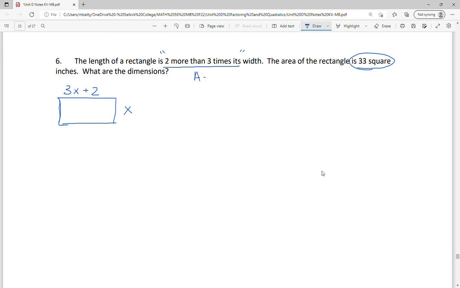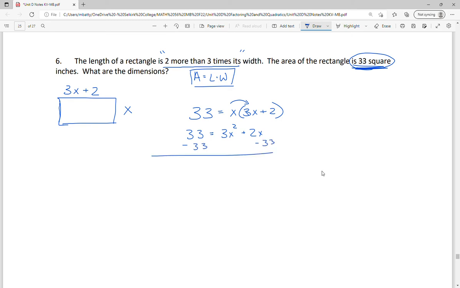We know that we have the framework that area equals length times width, right? And we know our area. So we've got 33 equaling x times 3x plus 2. We need to make this look like we're used to seeing it so that we can plug it into the quadratic equation. I'm going to subtract 33 from both sides, and what I get is that 0 equals 3x squared plus 2x minus 33. This gives me the a, b, and c values to plug into the quadratic equation.